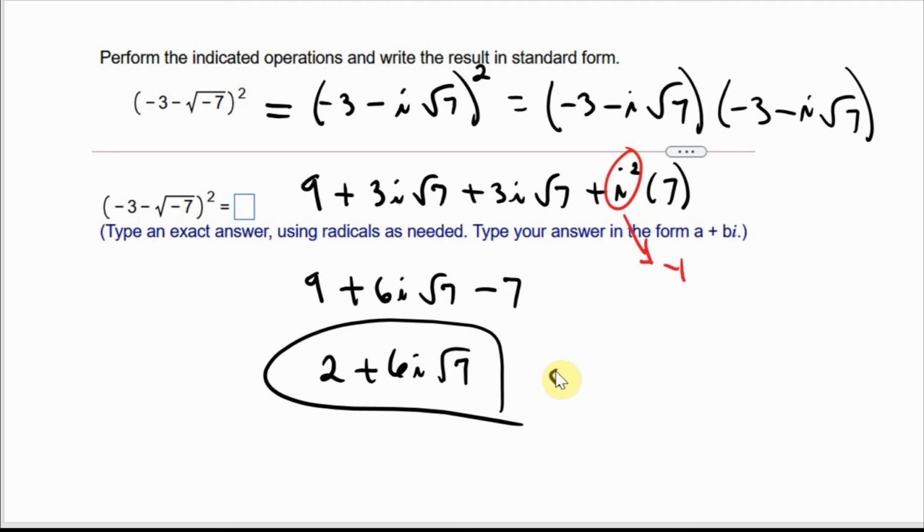You can kind of make it 2 plus, this is 6 times the square root of 7. I'm cautious about putting that i there. You make sure you don't write that i inside that radical, but that's just to show that it's in standard form, right?